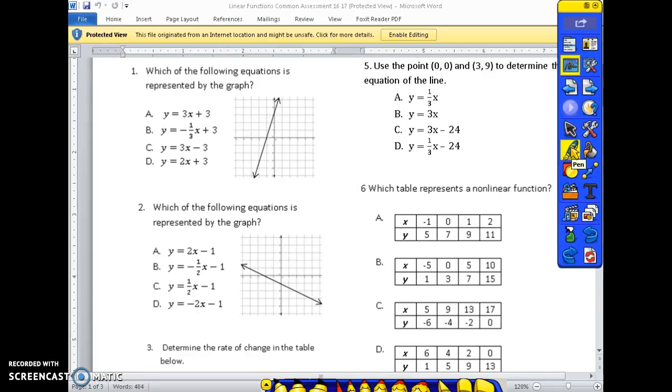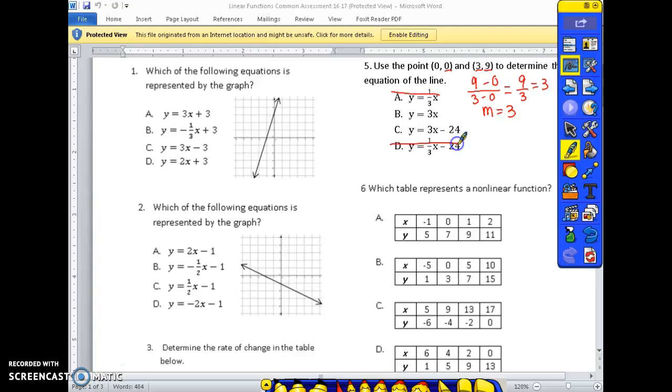Number 5, use the point 0, 0 and 3, 9 to determine the equation of the line. This is y minus y over x minus x. I'm going to do 9 minus 0. If I pick 9 first on top, the x that goes with that is 3, so I have to pick 3 to go on bottom. 9 minus 0 is 9. 3 minus 0 is 3. 9 divided by 3 is 3. So my slope is 3.